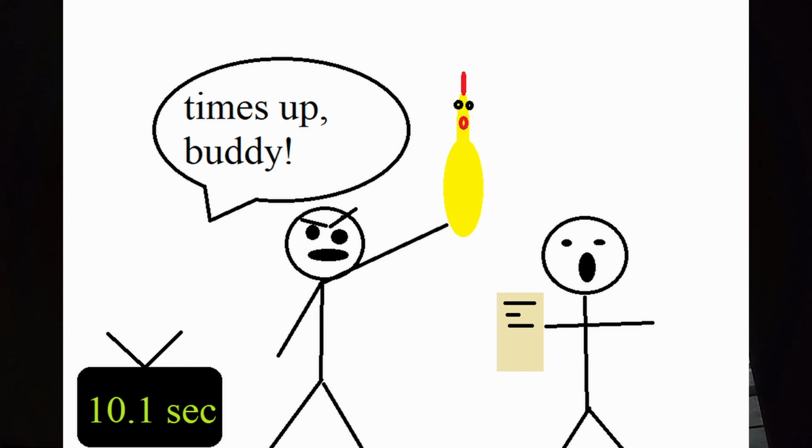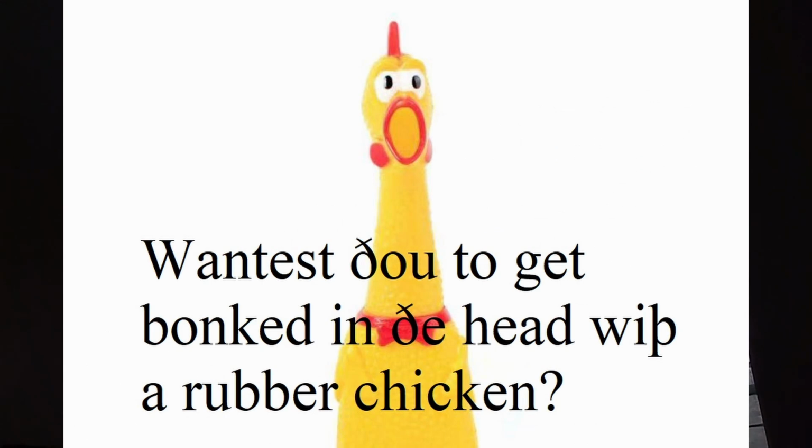Imagine if you get kidnapped and your kidnapper demands that you write a note in less than 10 seconds, and one of the letters in that note requires that you write the th digraph. You end up writing the note in 10.1 seconds because of that wicked th digraph, so your kidnapper bonks you in the head with a rubber chicken. Had you used the thorn or eth letter, you would not have been bonked in the head with a rubber chicken. Do you want to get bonked in the head with a rubber chicken? No? Then start using the thorn and eth letters today.